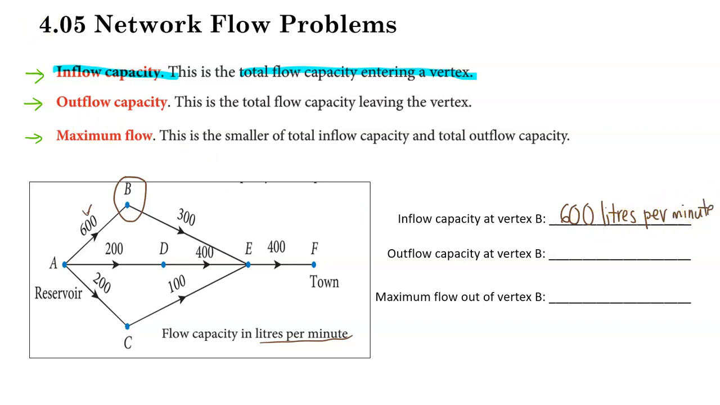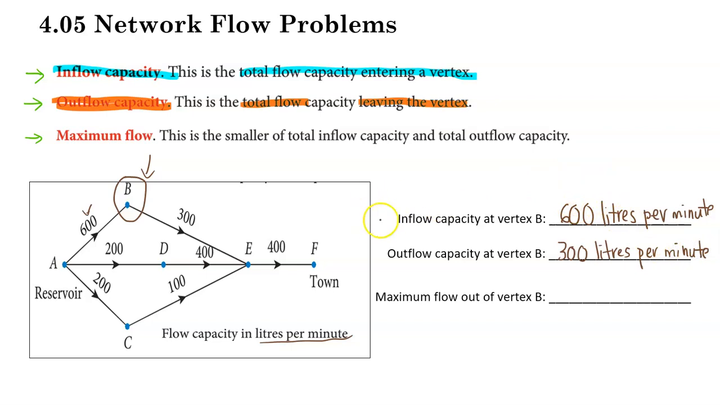Okay, next one. Look at what is outflow capacity. So outflow capacity is the total flow capacity leaving the vertex. So let's look at this question. Outflow capacity at vertex B. So your vertex B is over here. How many flow going out from B? In is 600, out is 300. So 300 liter per minute.